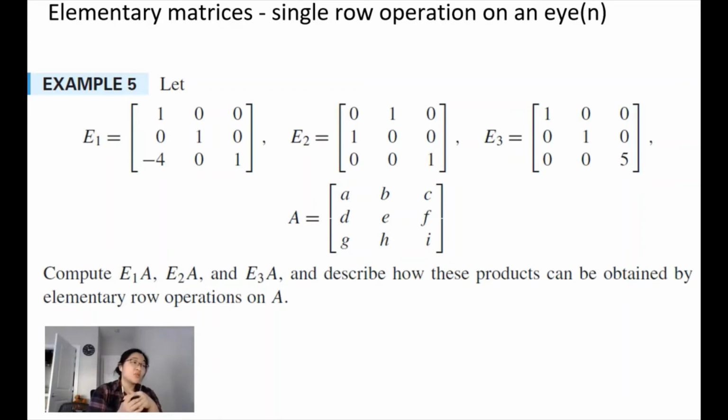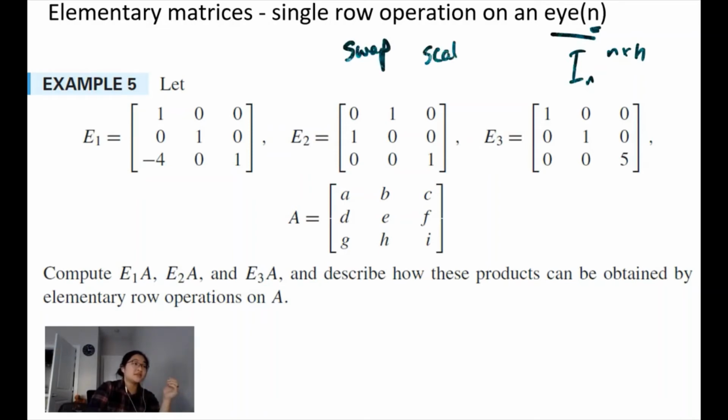So elementary matrices are where it's just a single row operation on an identity matrix, an I with some number in it that gives you an n by n identity matrix, so I sub n. And it's a single row operation on that, so that could be a swap, that could be a scalar. Elementary matrices are just a single row operation on your identity matrix, or adding a row to another one.